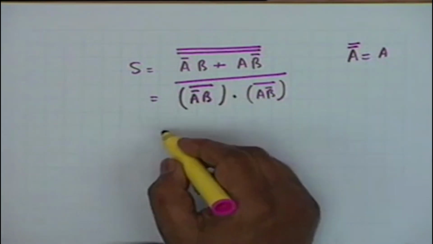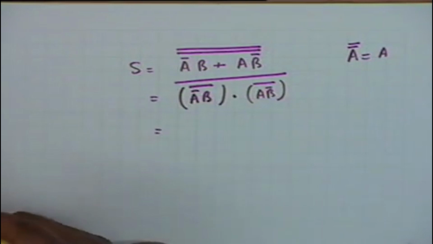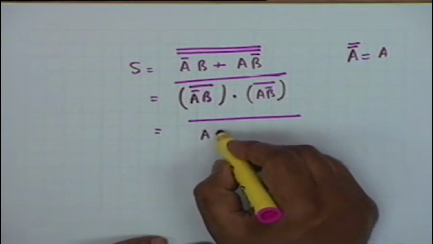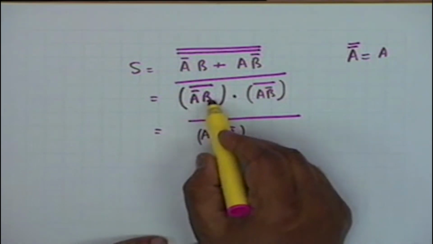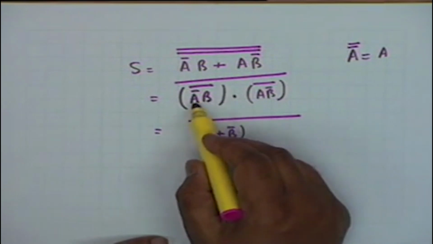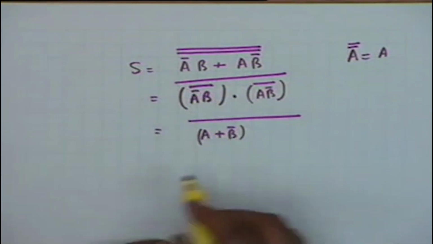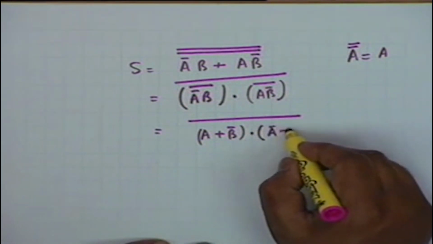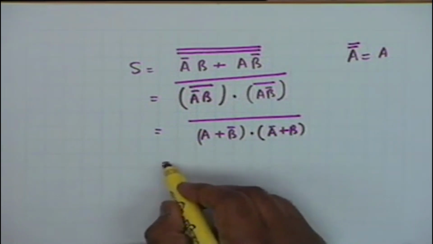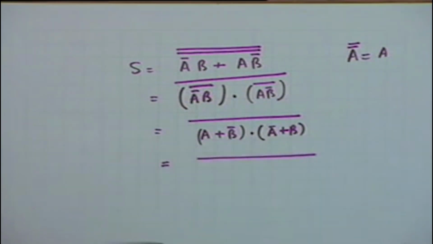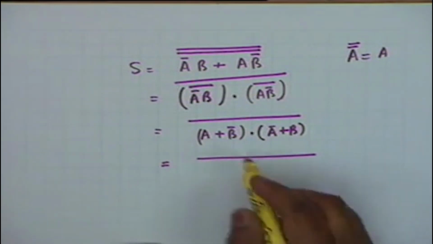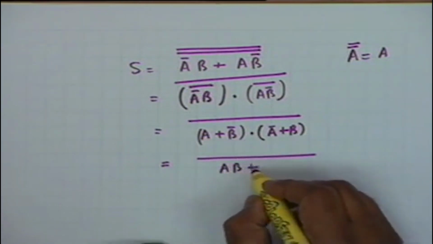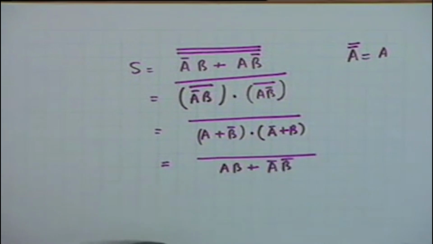Is this step clear? Okay. So the inversion remains. Now I expand this. I get A or B bar by De Morgan's theorem, and the operation is converted to OR with inversion, and what do I get here? A bar plus B. Now, if I simplify this, A bar is 0 and B bar is 0. So what I get is AB or A bar B bar.